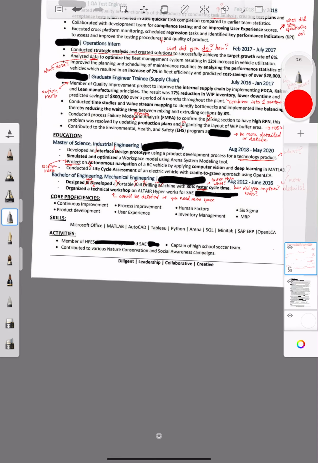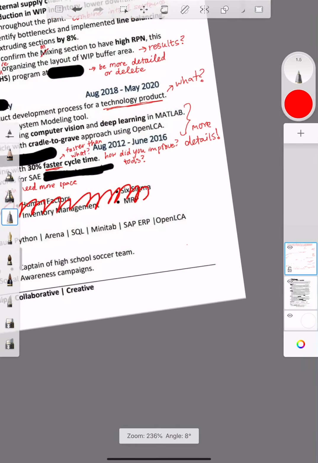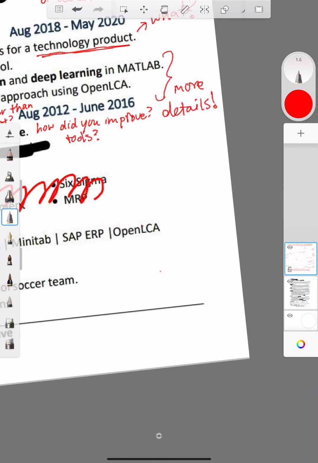I don't know if this is just a Six Sigma thing, but again, soft skills. I'm not a big fan of soft skills. Let me restate that. I'm not a fan of listing soft skills outright. I want you to show me your soft skills. Show me in the experience section.